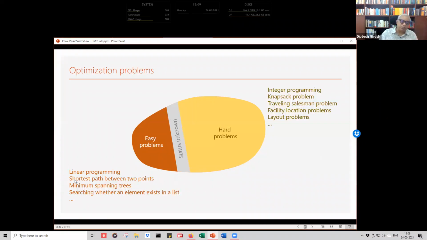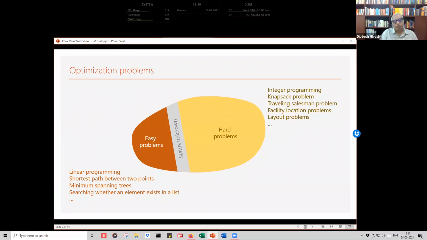Finding the shortest path between 2 points on a road network is an easy problem. Finding a minimum spanning tree, which would be a way of connecting several points in a network with the least amount of road connecting them, is called a minimum spanning tree problem. That's an easy problem. If you have a list of elements, searching whether or not an element exists within that list is an easy problem. So these are some easy problems.